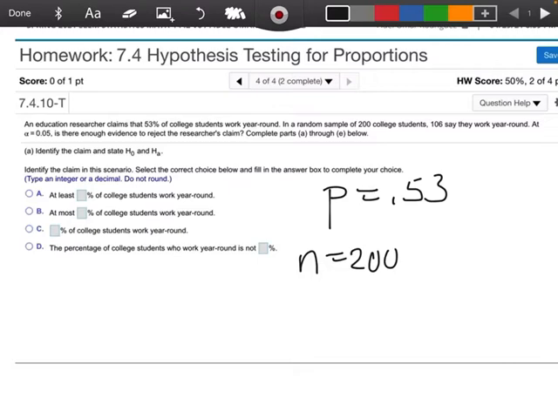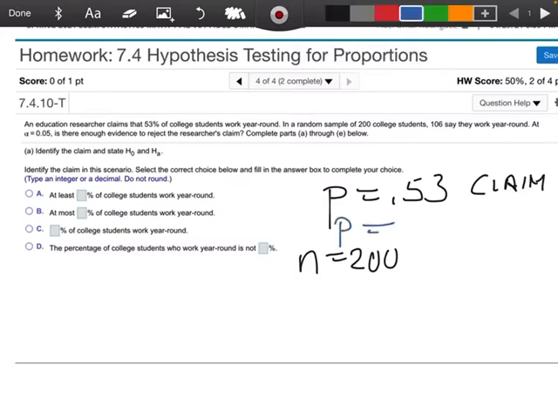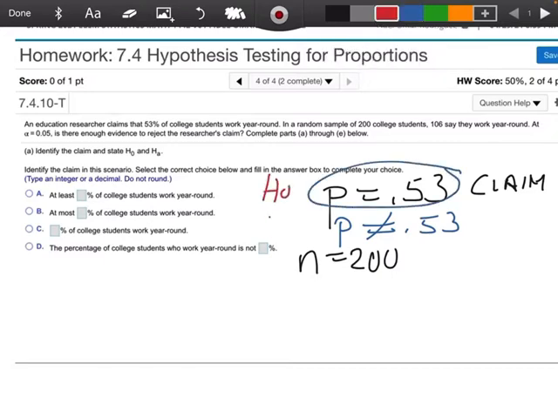Okay, so part A says identify the claim and state the H0 and the HA. So they're saying that P is equal to 0.53. This here is our claim. Okay, so remember, the opposite of saying something is equal to 0.53 is saying something is not equal to 0.53. Now, because the first one has the equal to part, this is going to be my H0, and the one that does not have the equal to part is going to be our HA, right?